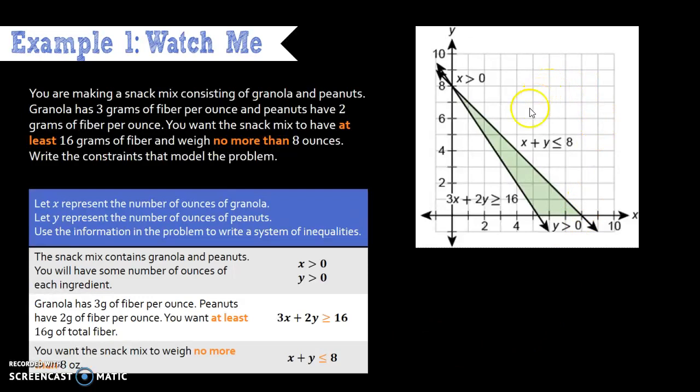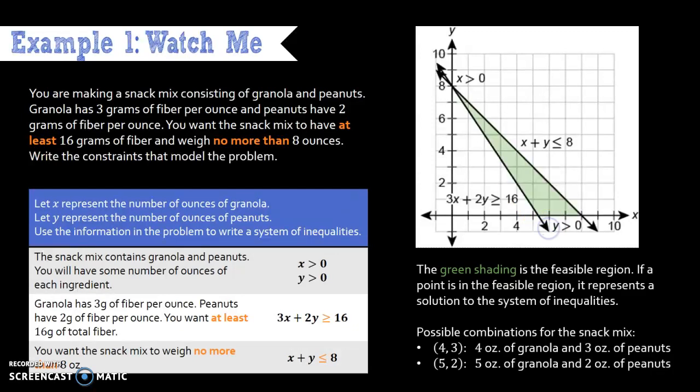And then we have our 2 lines. We have x plus y less than or equal to 8. And we have our other inequality, 3x plus 2y is greater than or equal to 16. We're going to shade the region that works for each inequality. So my green area is called the feasible region. If a point is in the feasible region, any point that's in this green section, that means that it will be a solution to my system of inequalities.